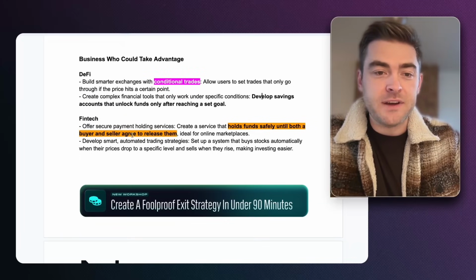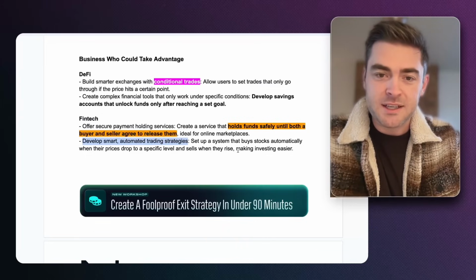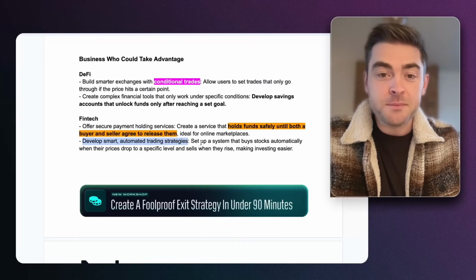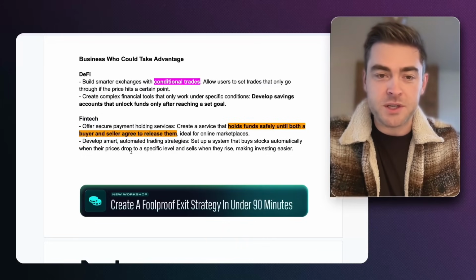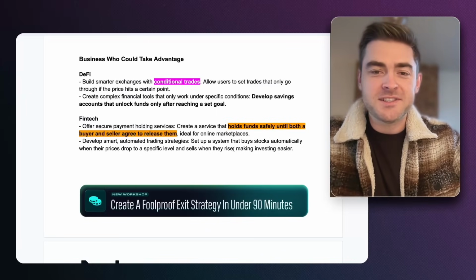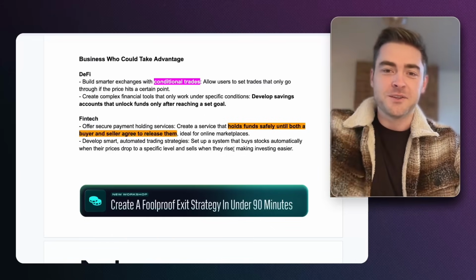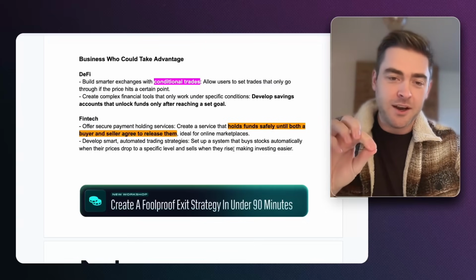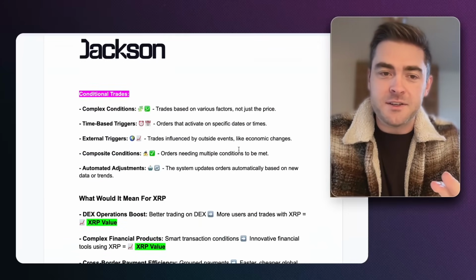Then we could also develop, this is really interesting to me, fintech companies could now develop really smart automated trading strategies. So you could potentially set up a system that buys stocks automatically when the prices drop to a specific level and sells when they rise. Now you're thinking, that's just take profit and stop loss. That's just taking profits along the way and setting a buy order lower than you are. Yes, but it's not. And that's what I want to get into.